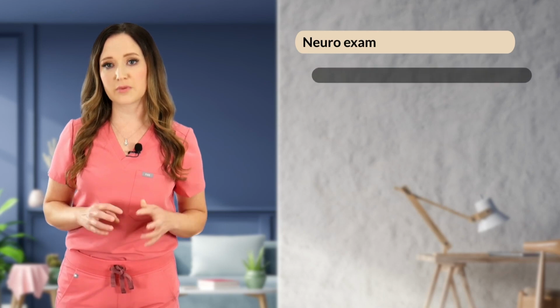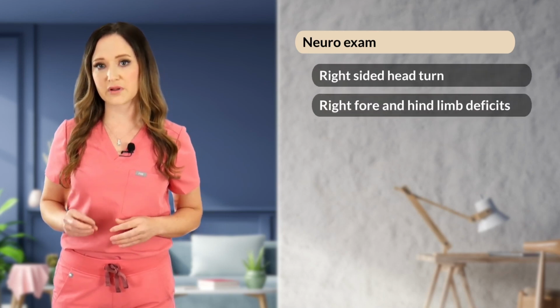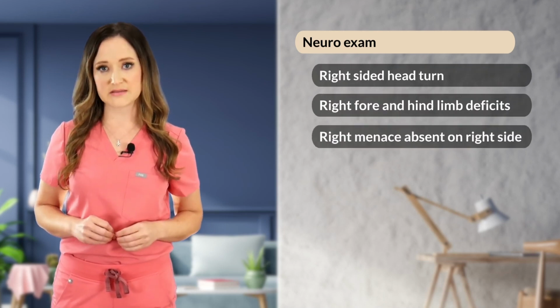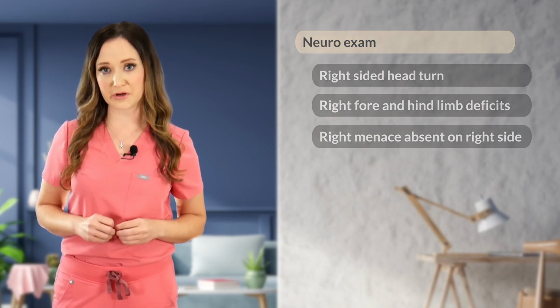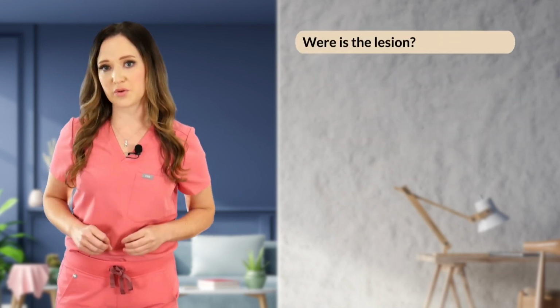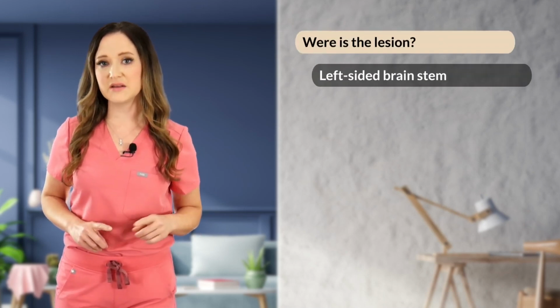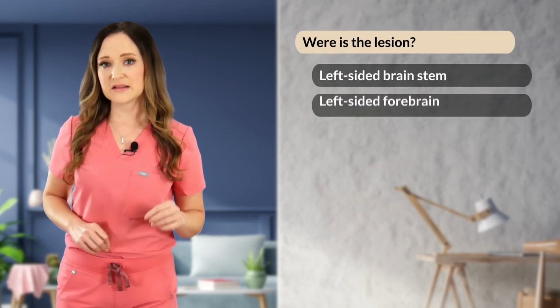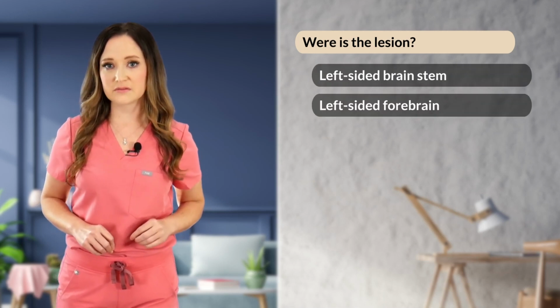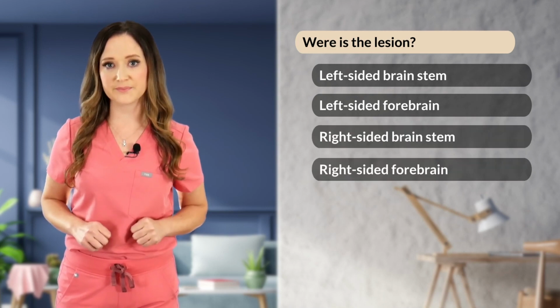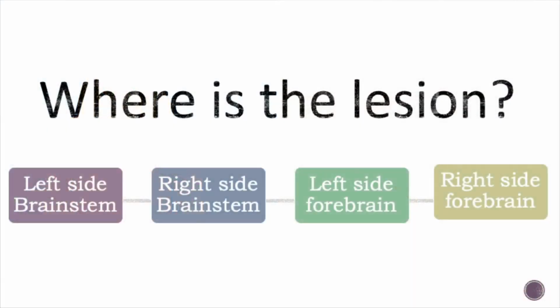You perform a neurological examination confirming a right-sided head turn, right forelimb and hind limb proprioceptive deficits, absent menace on the right side, and otherwise normal cranial nerves. Based on this presentation, what is your lesion localization for this dog? Your options are left-sided brainstem lesion, left-sided forebrain lesion, right-sided brainstem lesion, and right-sided forebrain lesion. Take a minute to decide.